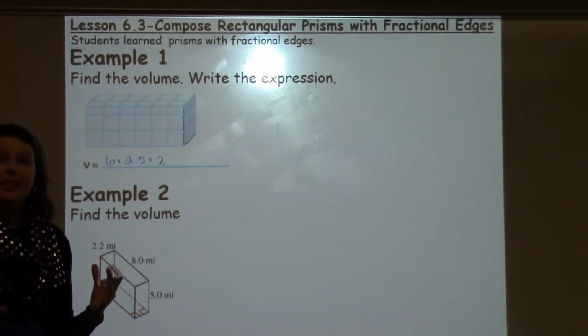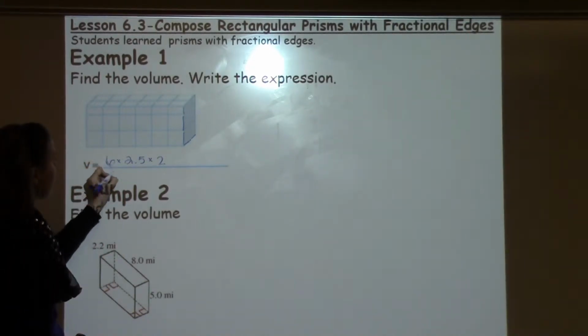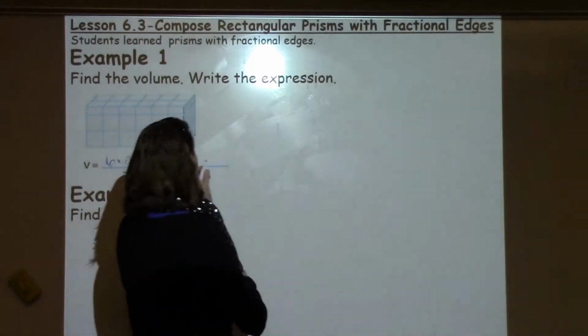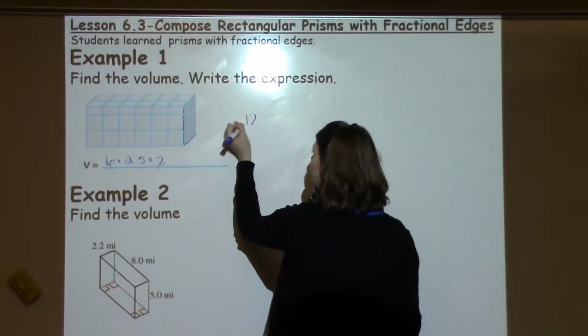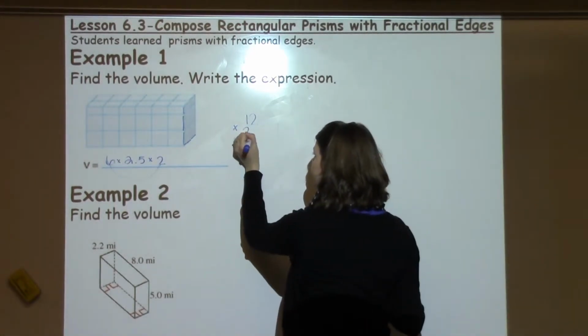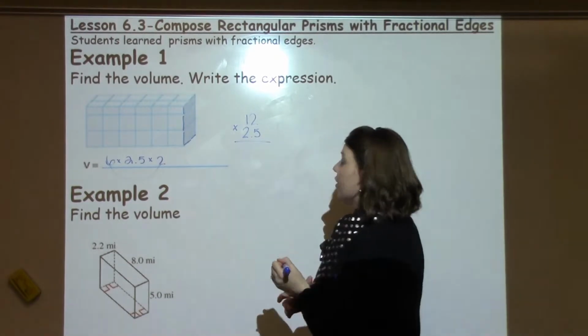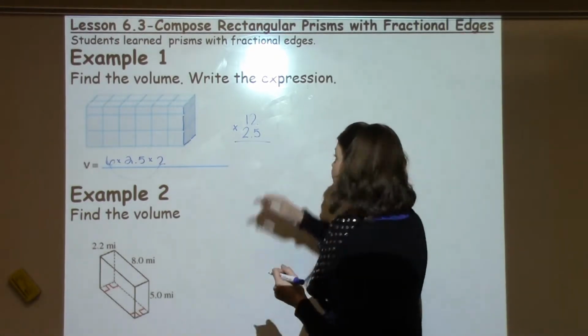I like to look for things that are easy to multiply. So the very first thing that I would do, which is a fact family, is I would take my 6 times my 2. I know 6 times 2 is 12. And I'm going to multiply that by 2 and 5/10. Now I'm using the traditional algorithm to solve this again today. If your student uses a different one, that's completely fine.